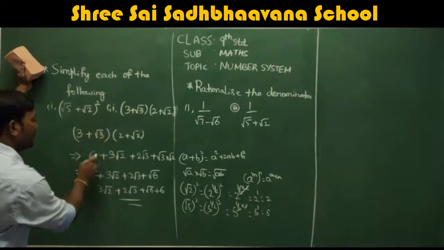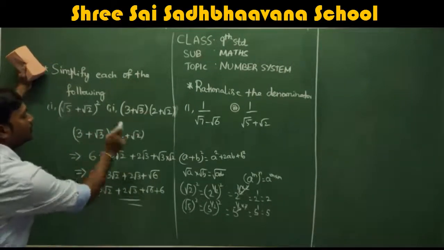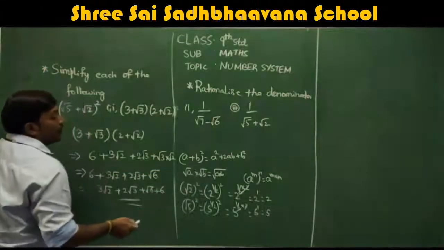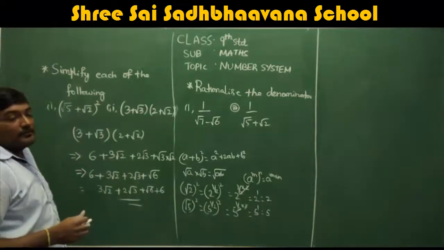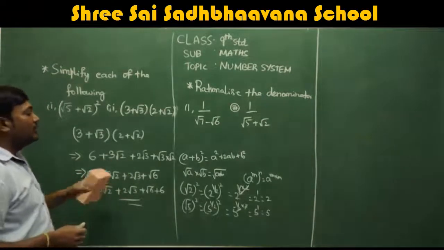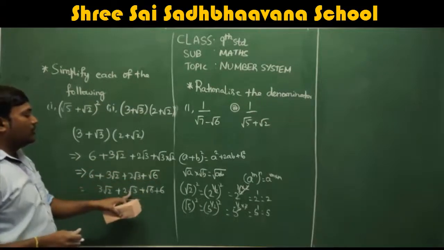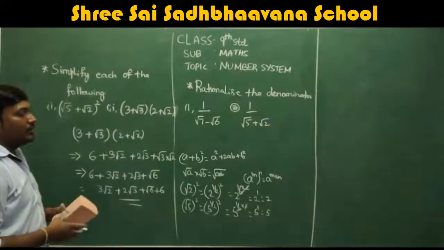So 3 into 2 is 6, 3 into root 2 is 3 root 2, plus root 3 into 2 is 2 root 3, and root 3 into root 2 we get using the formula: root A into root B is root AB. Last class we discussed those formulas also. So you will get root 6. So 6 plus 3 root 2 plus 2 root 3 plus root 6. That will be the final answer. This is how you have to do it.